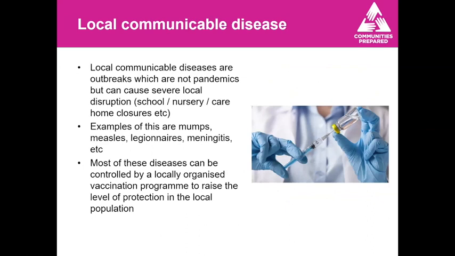So, final one here, local communicable diseases. These are outbreaks which are not pandemics, but can cause severe local disruptions, say to schools, nurseries, care home closures, etc. Examples of this are mumps, measles, legionnaires, meningitis. Most of these diseases can be controlled by a locally organised vaccination programme to raise the level of protection in the local population. Okay, so that's just a bit of background about public health emergencies, just to give you an idea of where pandemics sit in amongst all the other types of public health emergencies.